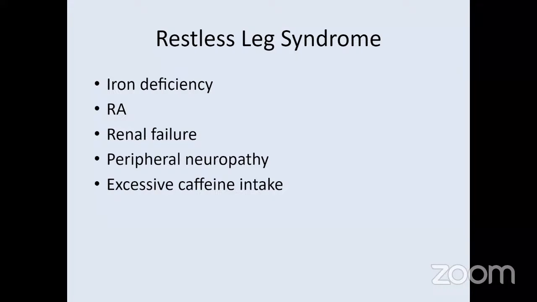So what are the comorbid conditions that are associated with restless leg syndrome? These include iron deficiency, renal failure, peripheral neuropathy, and also excessive caffeine intake. Especially iron deficiency has the strongest association with restless leg syndrome, and we should investigate by ordering serum iron studies, especially the serum ferritin. And if it's less than 75 nanograms per deciliter, we should supplement iron to these patients. Sometimes it works, even if they don't have anemia.